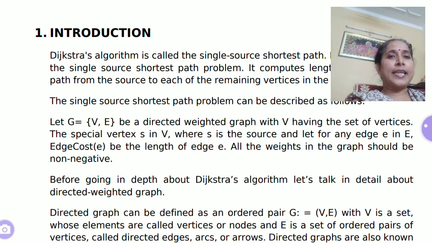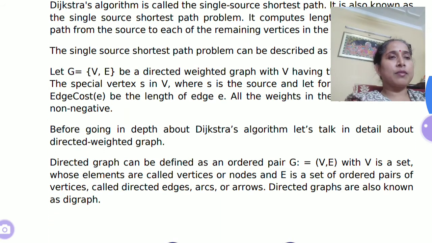The cost of e, that is the distance, the numerical value that is mentioned on the edge, is known as the edge cost, the length of the edge e. All the weights in the graph should be non-negative. Obviously, there cannot be a negative distance. That is a obvious thing.